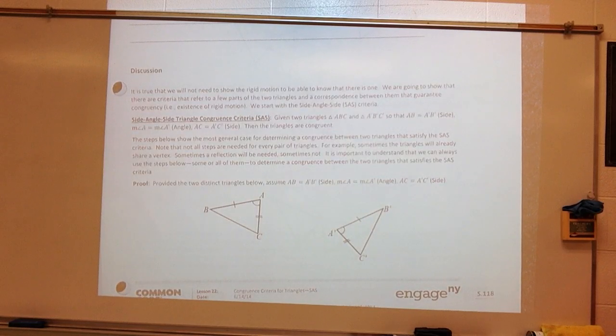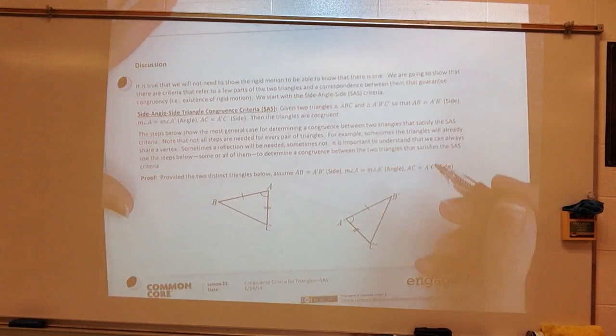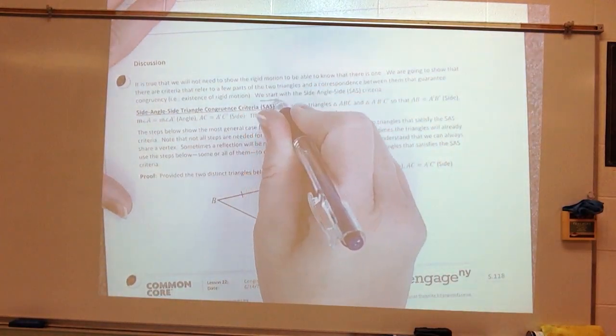We are going to show that there are criteria that refer to a few parts of the two triangles and a correspondence between them that guarantee congruency. For example, the existence of rigid motion. We start with the side angle side, or the SAS criteria.